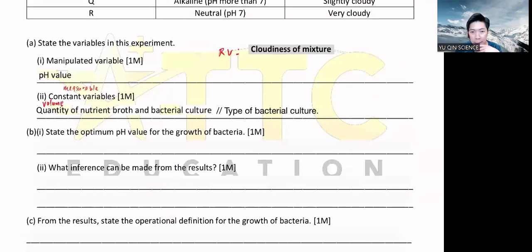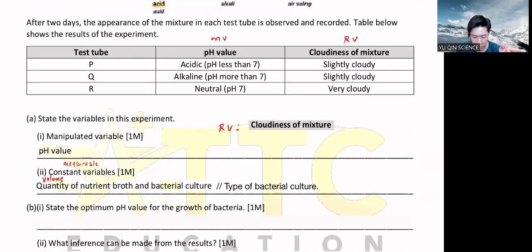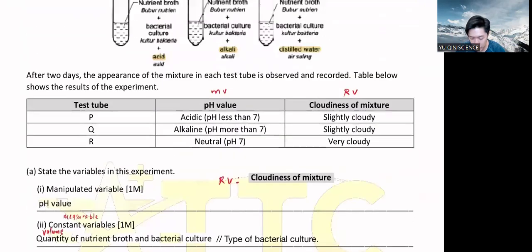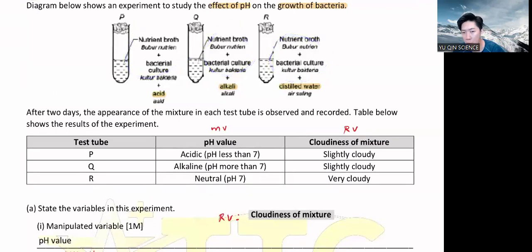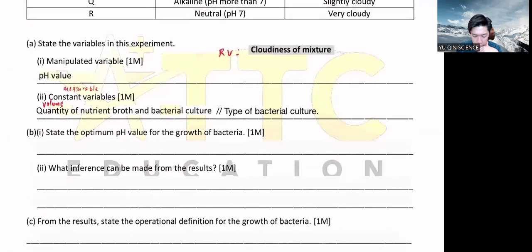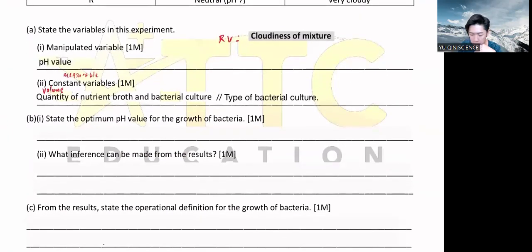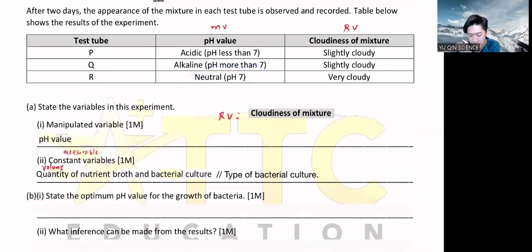So I really suggest that whenever it comes to the constant variable for this topic, we always stick to this one, then confirm, right? Because the answer will be applicable for all five experiments. Sure correct. If you want to go for the others, it's a bit troublesome, you have to write a lot. So yeah, there you go. Okay, you're done. The next one, state the optimum pH value. Okay lah, pretty sure you know the answer already. So pH 7 is very cloudy.